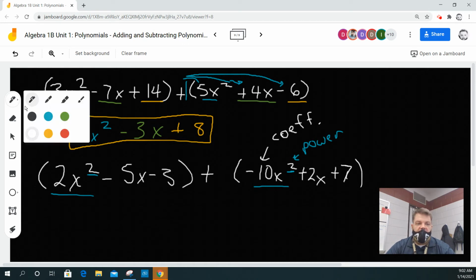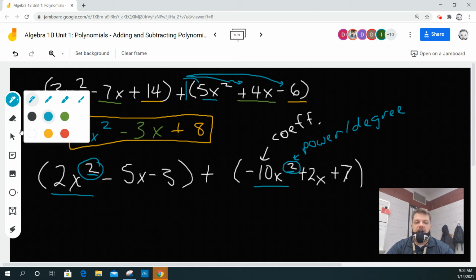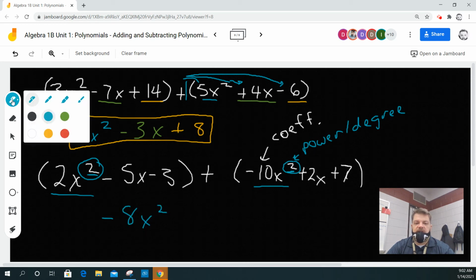So what we're doing is we're identifying the power or degree of the term. Okay? We're identifying that first. They both have x raised to the second power, and then I'm going to combine the coefficients. Okay, so when I say second power, I'm talking about x raised to the second power, and then the coefficients are what we're going to combine. In other words, what is 2 minus 10? That's negative 8. It's the same degree, which is x to the second power.